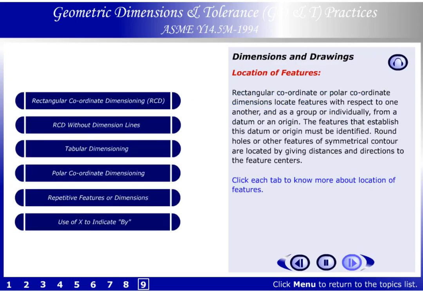Location of features. Rectangular coordinate or polar coordinate dimensions locate features with respect to one another and as a group or individually from a datum or an origin. The features that establish this datum or origin must be identified. Round holes or other features of symmetrical contour are located by giving distances and directions to the feature centers. Click each tab to know more about location of features.